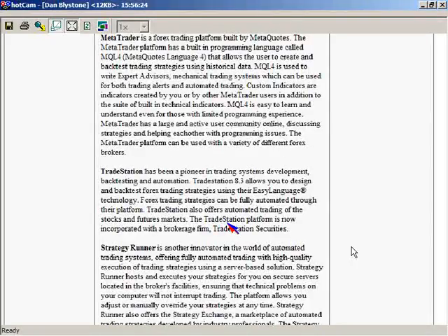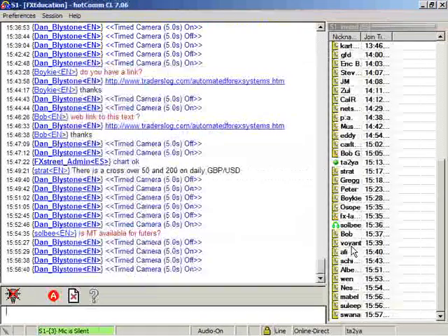TradeStation also offers automated trading of stocks and futures, and the platform is incorporated with a brokerage firm, TradeStation Securities. So you can use them as a broker too, and they're quite good from what I understand.